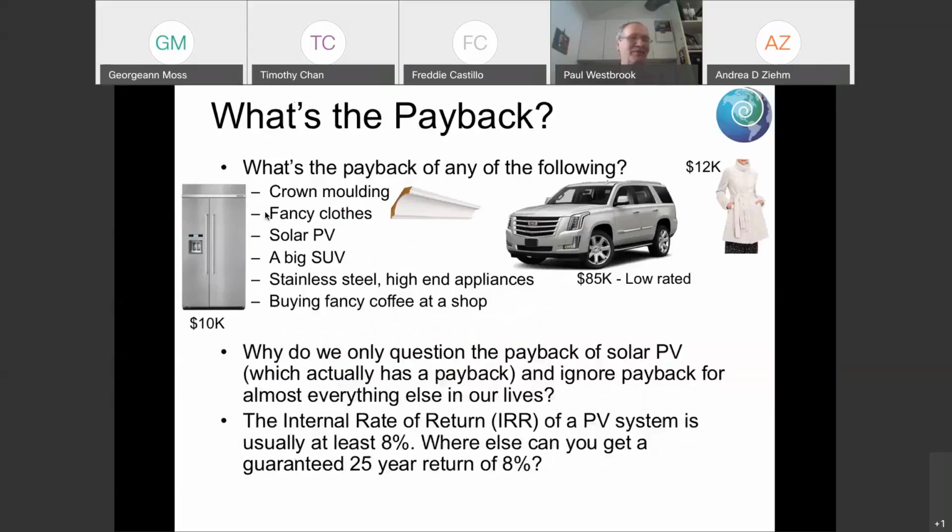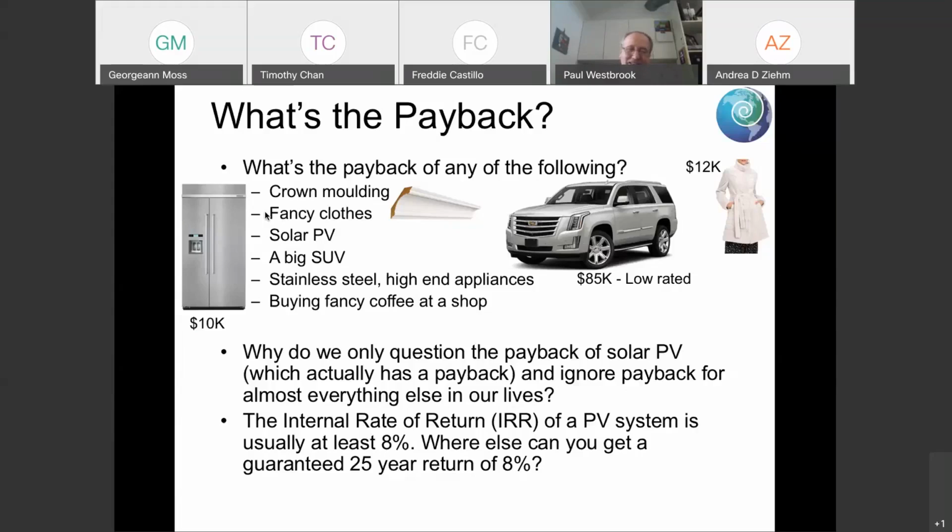So let's talk about payback. Here's a little quiz. This is a pop quiz. We're not going to do it as a poll, but what's the payback of any of the following? Crown molding with the British spelling, the fancy molding you might put up at the top of your wall and ceiling joint, a fancy $12,000 coat, solar PV, a giant SUV, which is $85,000 and is very low rated on Consumer Reports, stainless steel high-end appliances, or buying fancy coffee at a coffee shop. What's the payback of any of those? Well, nobody ever asks about any of those, they only ask about solar PV when in fact of all of these things, it's the only one that actually has a payback.